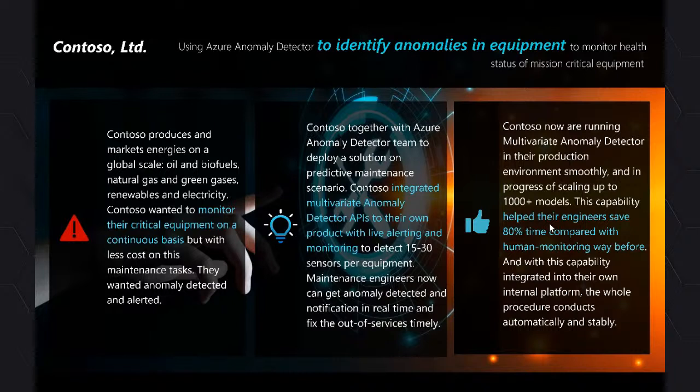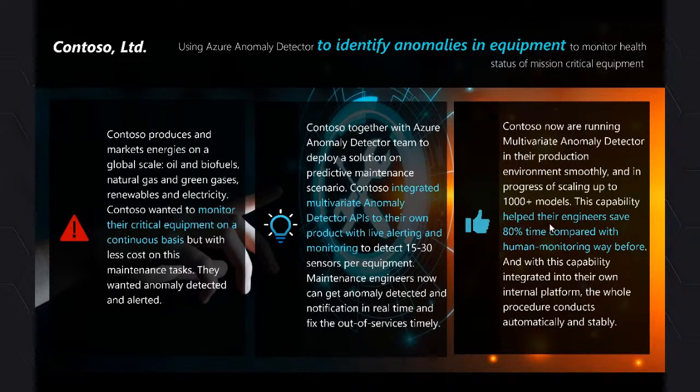So they integrate our APIs into their own product with live alerting and monitoring to detect 15 to 30 sensors per equipment. And the inference frequency is 15 minutes. And the customer is now using this in their production stage. And finally, I think they will scale up to more models, and they have planned to scale up to thousands of models this year, and probably next year there will be 10,000 and more models.